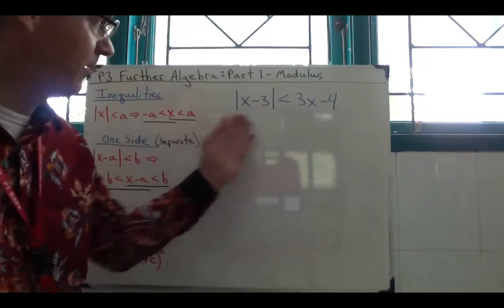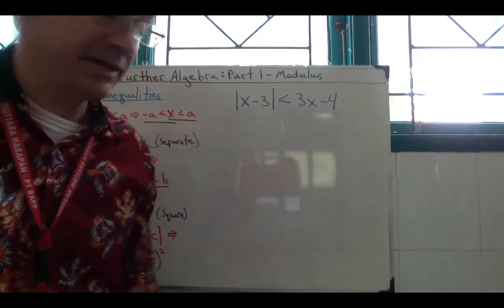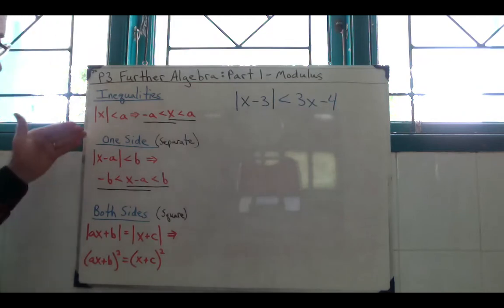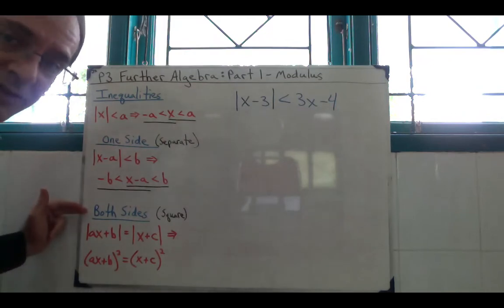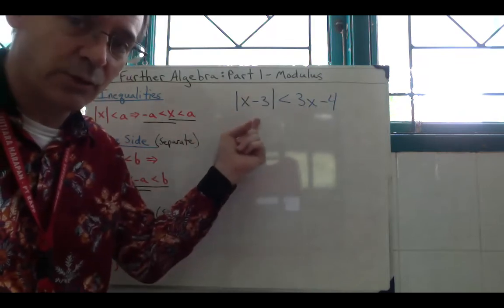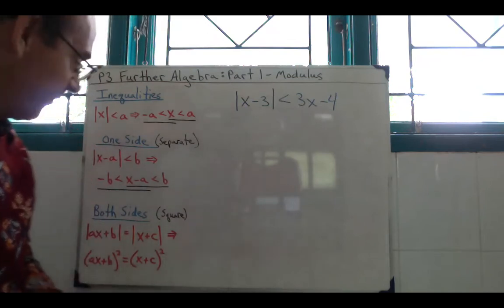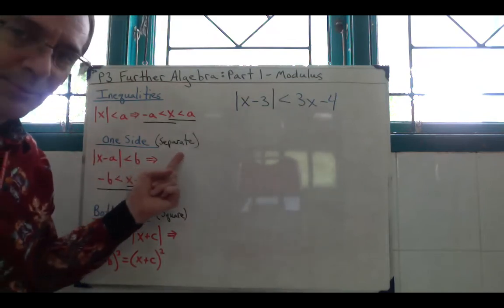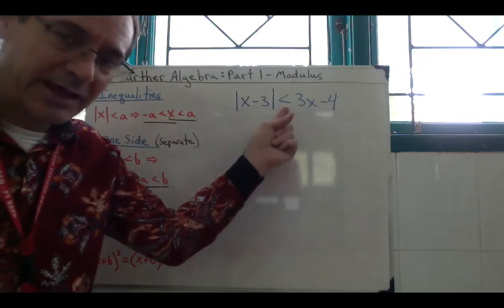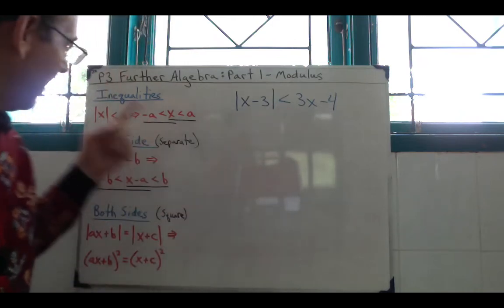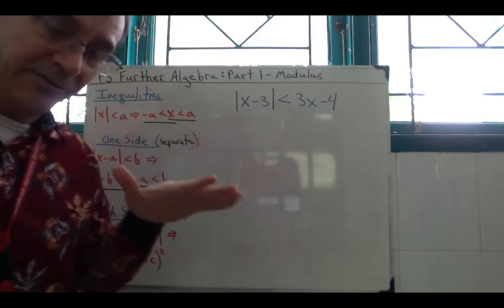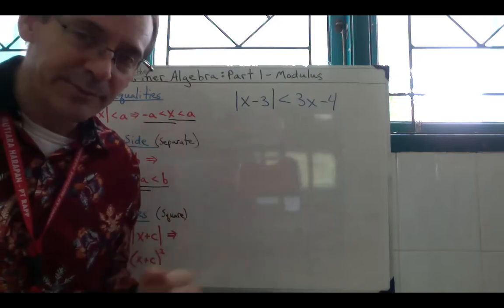I've already written it up here, the modulus x minus 3 less than 3x minus 4. When we look at it, we want to look for a couple of things. First, is it one-sided or both sides? We can see that it's a one-sided modulus. In other words, the absolute value sign is only on one side of the inequality. So that means we're going to use the separated out strategy. The second thing we want to look for is whether we have the equal sign or the inequality. Notice we have the inequality here. So that means that when we do the negative part of our separating, we need to remember to flip the inequality.